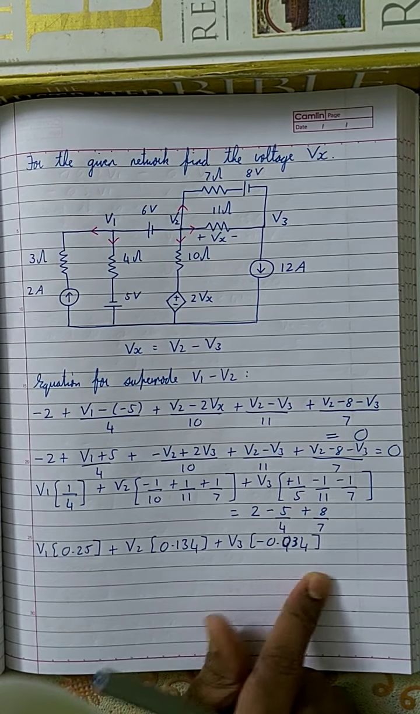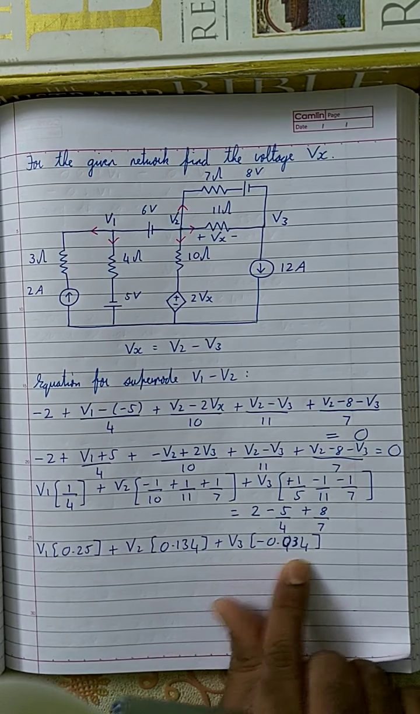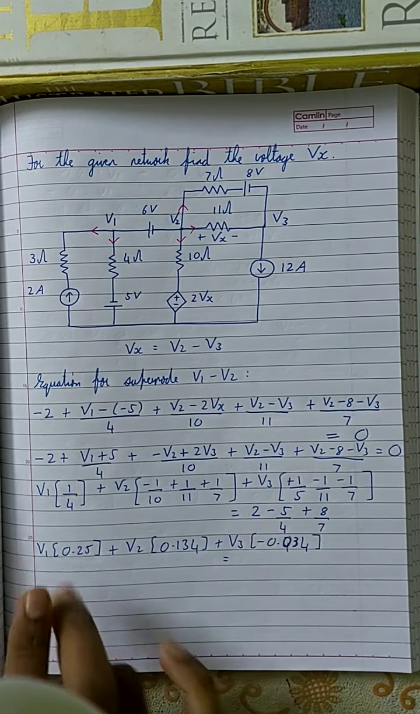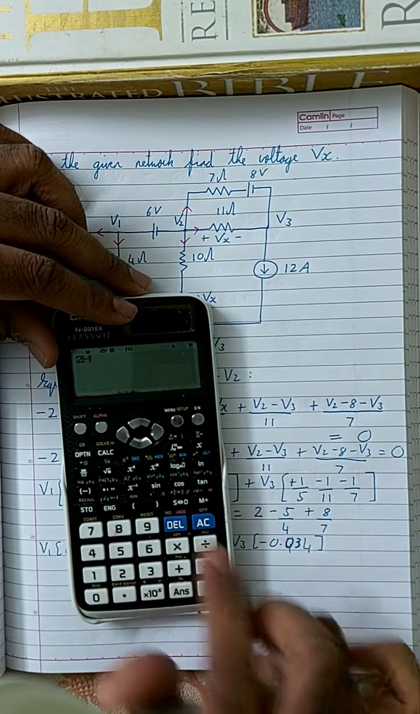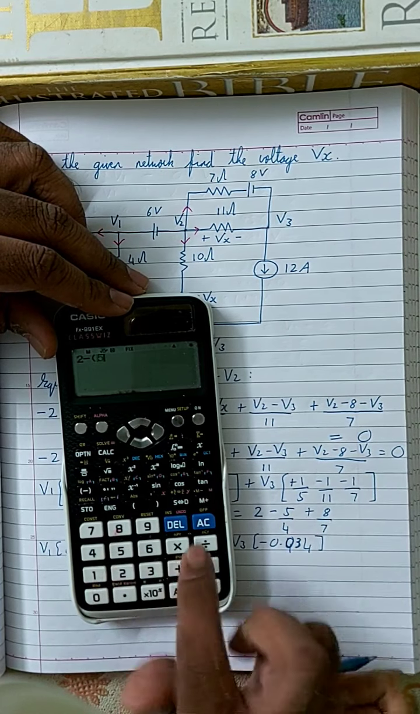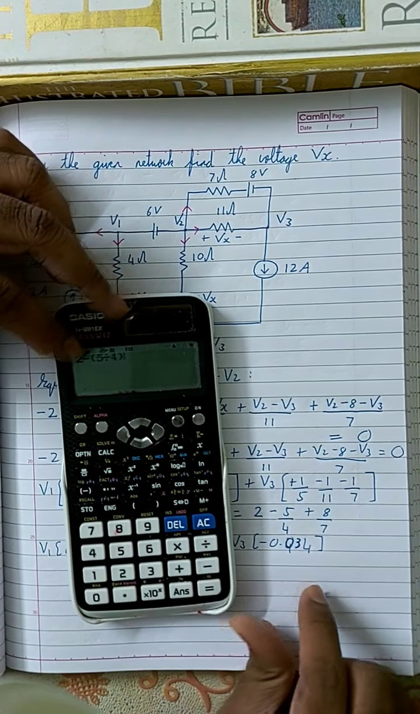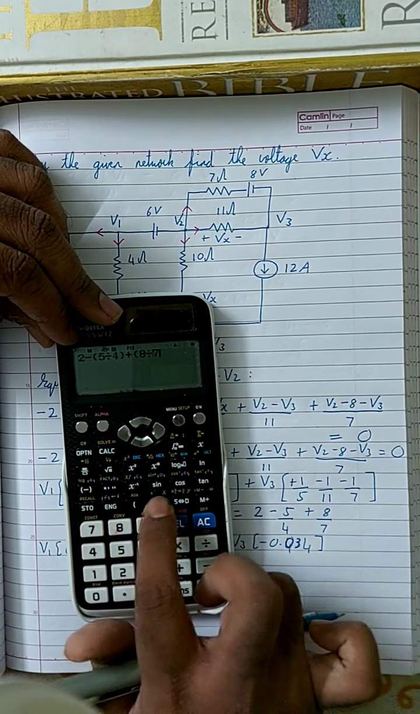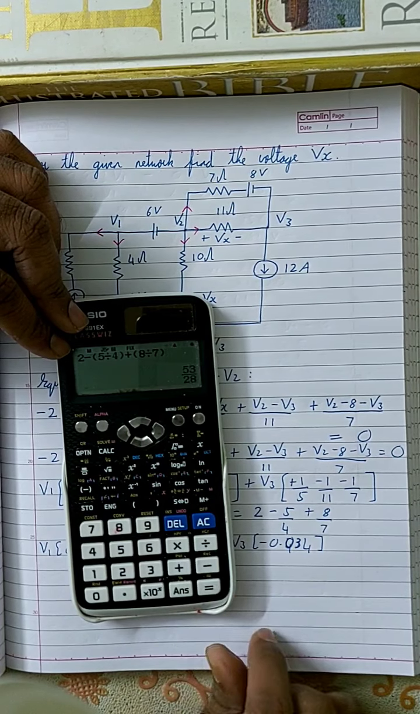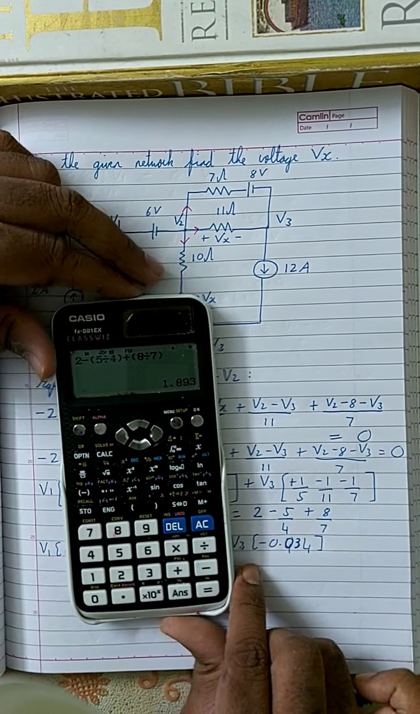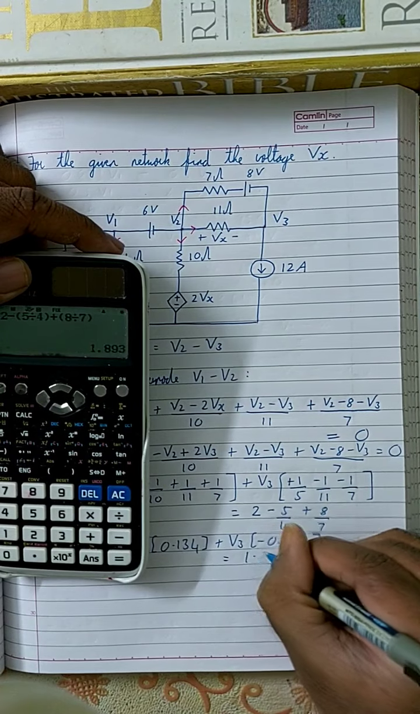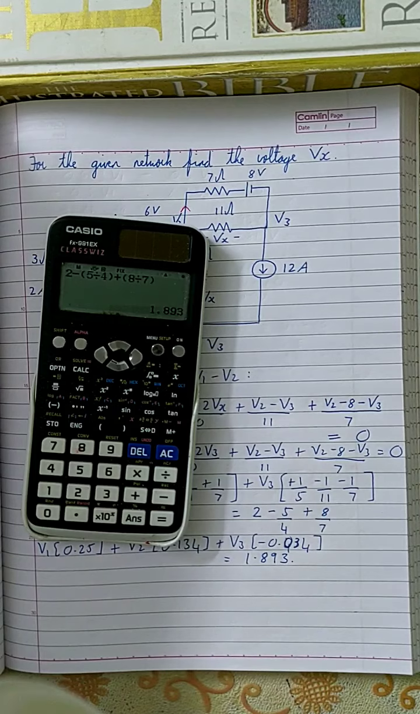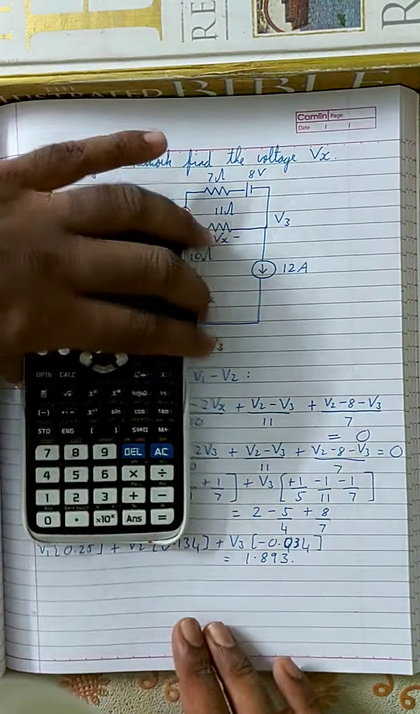Okay, so where did I stop again? I have reached till here, right? This is minus 0.034 and this is equal to, what about this? This is 2 minus 5 divided by 4 plus 8 divided by 7, right? And you get over here 53 by 20, which is 1.893. So that's one problem we did.